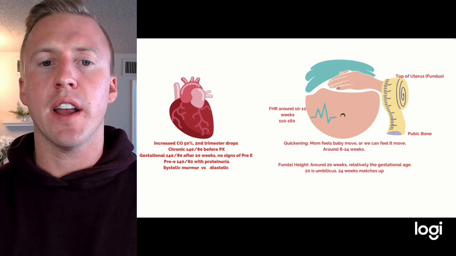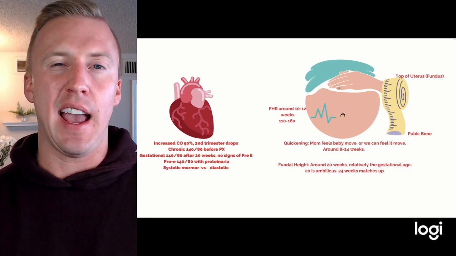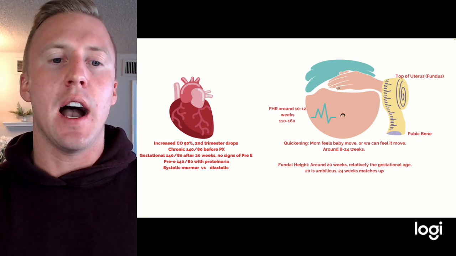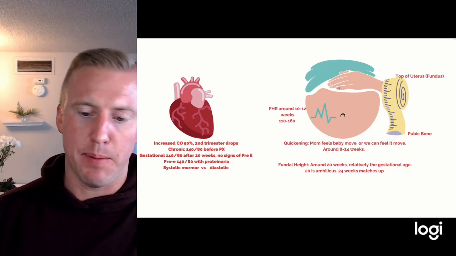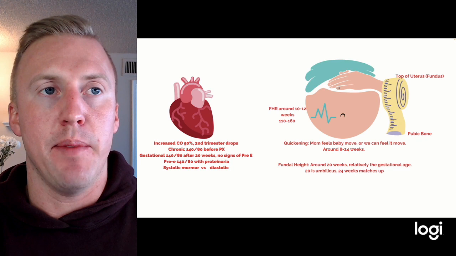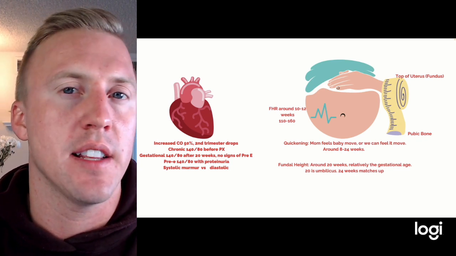As far as fetal heart rate, we can detect that around 10 to 12 weeks. So right at the end there of that first trimester, and normal is around 110 to 160. Now, obviously, as we progress, these babies can have different kinds of accelerations, decelerations, all these kinds of things that, again, is more of a high-risk thing that we're not covering today.